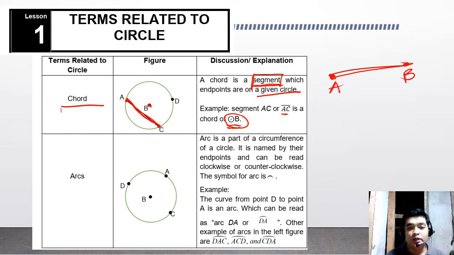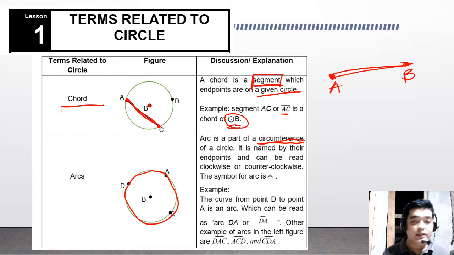So what is an arc? An arc is a part of a circumference of a circle. What is a circumference? Circumference is the measurement around the circle. An arc is named by its endpoints. It can be read clockwise or counterclockwise. The symbol for arc is this one.